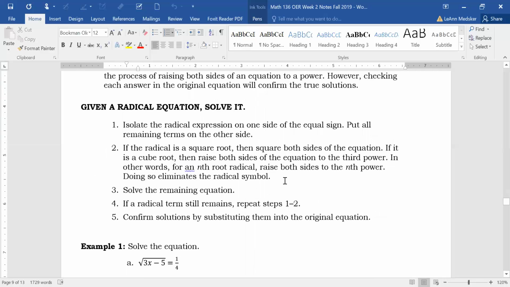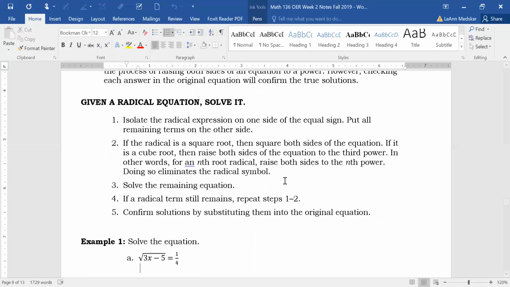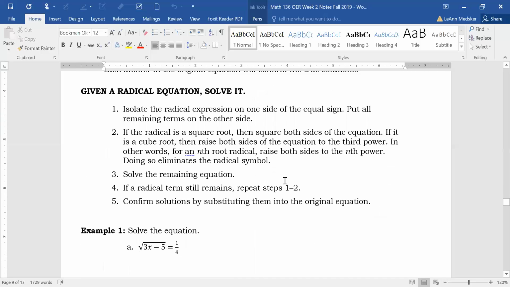So here are the steps essentially that we're going to go through. Given a radical equation, how do you solve it? Isolate the radical expression on one side of the equal sign. Put all the remaining terms on the other side. If the radical is a square root, then square both sides of the equation. If it is a cube root, then we'll raise both sides of the equation to the third power. So if it's an nth root, we'll raise both sides to the nth power, and doing so will eliminate that specific radical symbol.